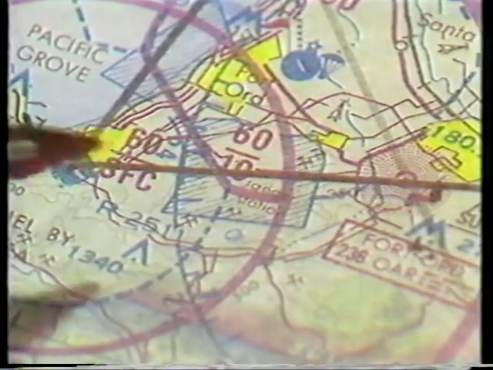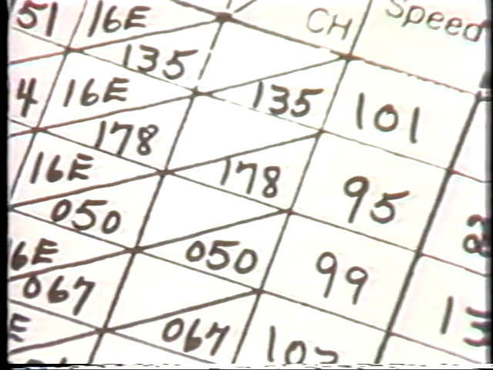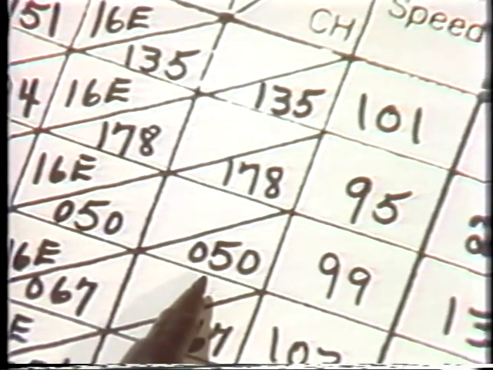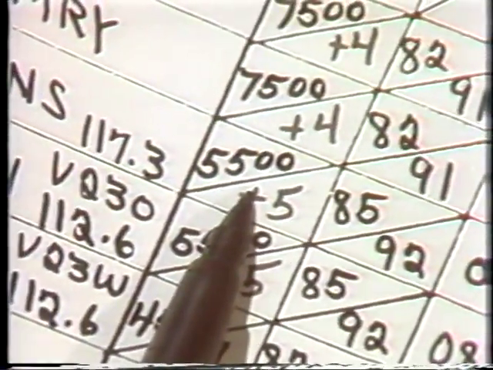to Los Banos. We recall that our route takes us through another restricted area, R2511. However, it is possible to obtain clearance through the airspace from Monterey approach control. Let's check the flight log for our heading outbound from Monterey, 050 degrees, and our altitude to the Salinas VOR, 5,500 feet.